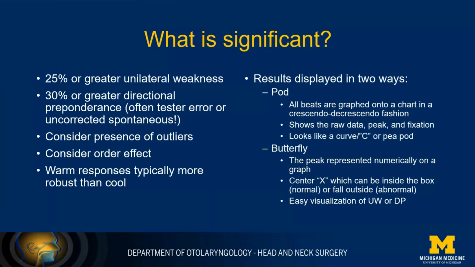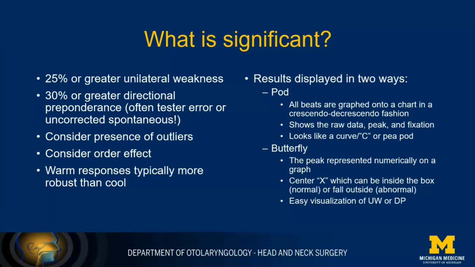You want to consider the presence of your outliers, and there's also an order effect on calorics. So the first irrigation tends to be the strongest. So as time goes on through those different irrigations, the fourth or the fifth, if you have to repeat something, will typically be the weakest response. And then warm responses are typically more robust than cool, particularly for water.